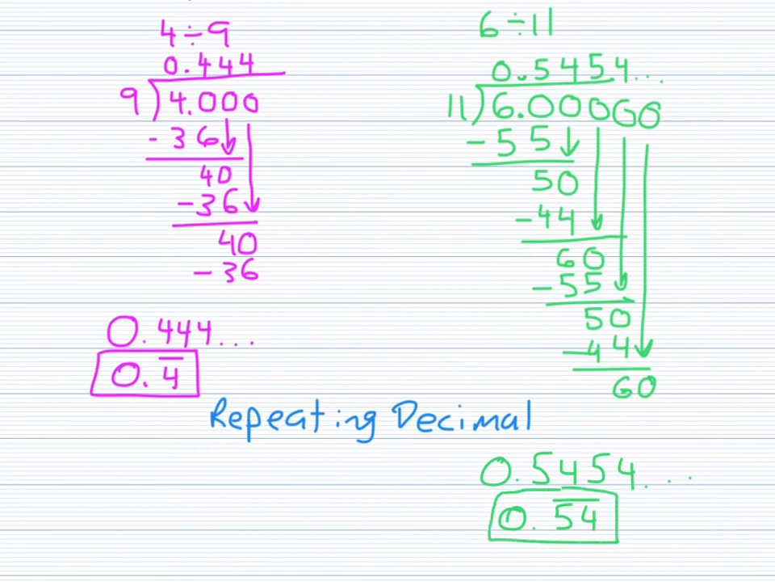So for both of these cases, we get a repeating decimal. On the previous two problems, we had terminating decimals, but here we have repeating decimals. So when you're turning fractions into decimals, you can either have terminating or repeating. It could be one or the other.